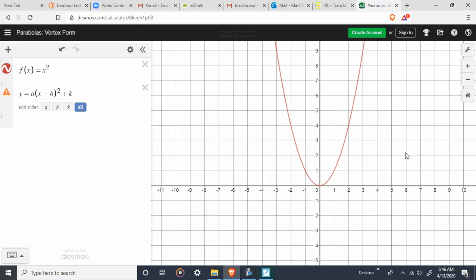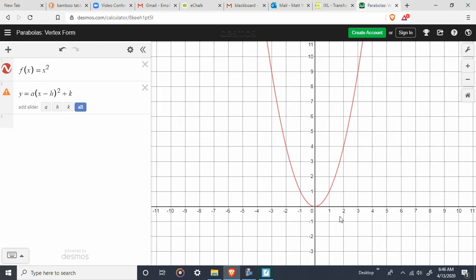This is f of x equals x squared, okay? Just to foreshadow what we're going to be doing, when you start from this, your vertex is at (0, 0). In either direction, all you really need to do is square the result.